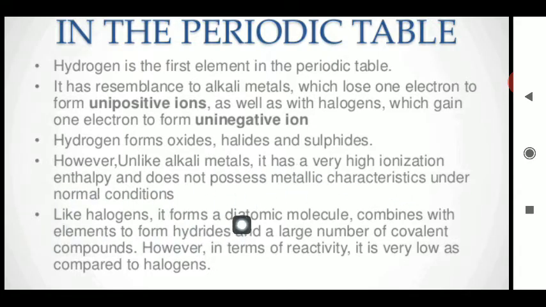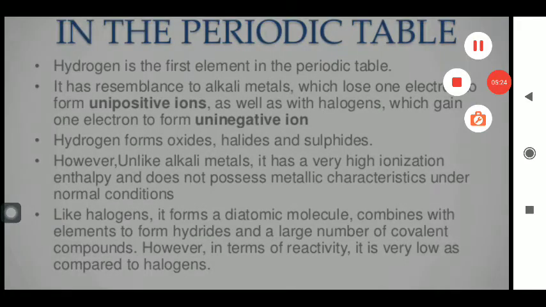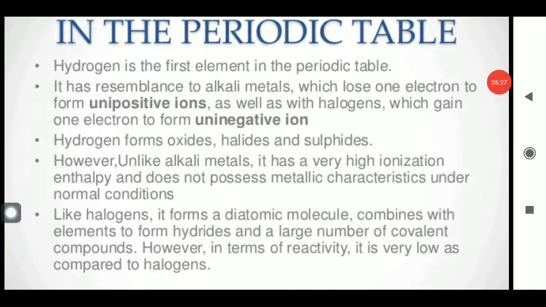Like halogens, it forms a diatomic molecule. You know, the chlorine molecule is there, the F2 molecule is there, the Br2 molecule is there, the I2 molecule is there. Like these group 17 elements, hydrogen also exists as the H2 molecule. So on the basis of this similarity, hydrogen must be placed along with the group 17 elements. One more point is there. All the group 17 elements require only one electron to attain the noble gas configuration. Like this, hydrogen also requires one electron to attain the stable configuration.